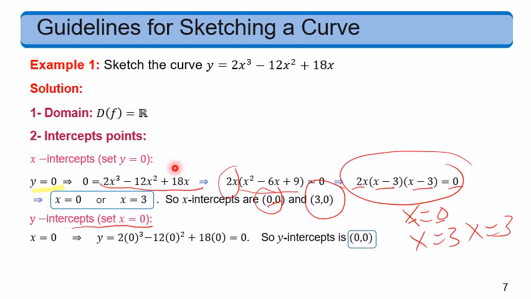Now for the y-intercept, we need to set x equals 0 in the above equation. So what is the answer? y is 0. So simply, the y-intercept is (0, 0).